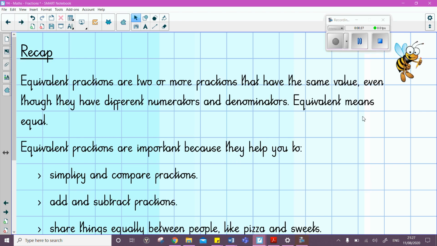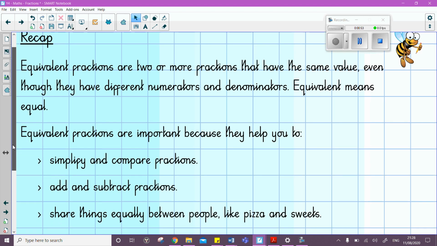So really quick recap. So you have to think way back now to Year 4 when we were at school. Equivalent fractions are two or more fractions that have the same value, even though they have different numerators, the number at the top of the fraction, and denominators, the number at the bottom of the fraction. Equivalent basically means equal. Okay, so they are worth the same, they're equal.